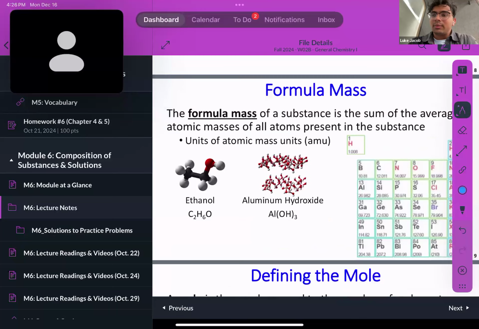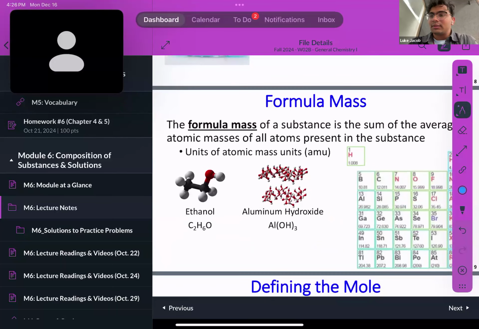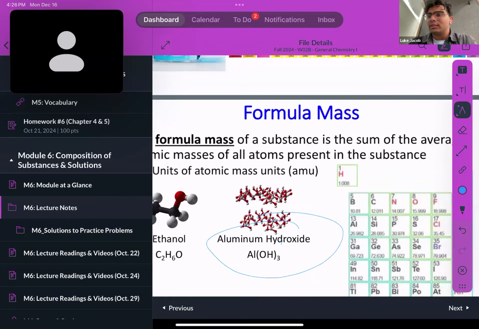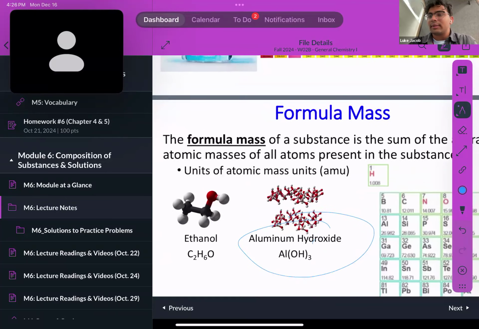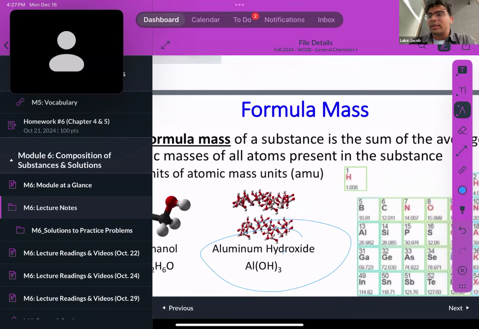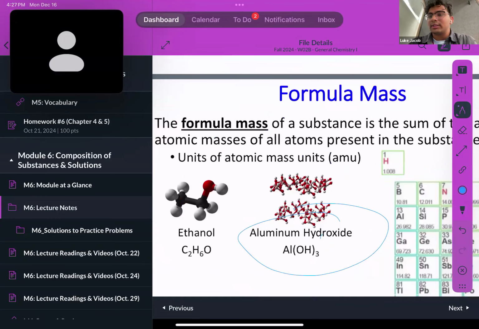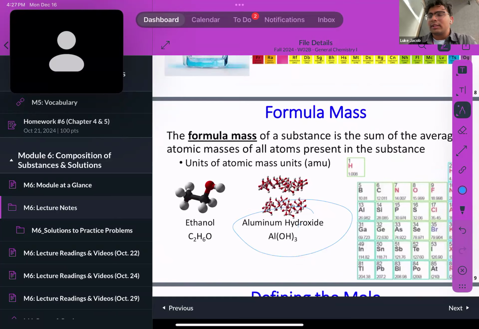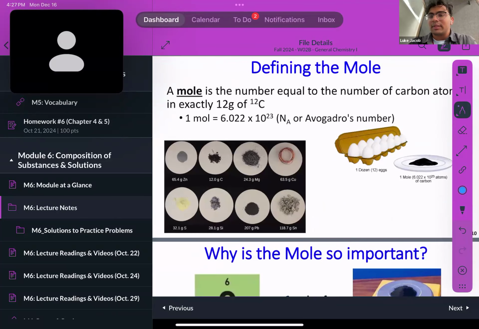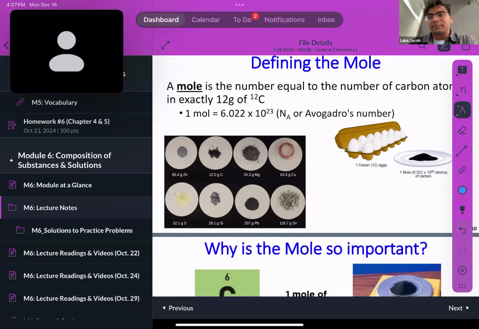Okay. So then we're moving on to some formula mass stuff. Formula mass units are for ions, right? Formula mass units is pretty important. Formula mass is the sum of the average atomic masses of all the atoms present in the substance. I don't know, I always use molar mass. I don't know why it says formula mass. That's weird. But yeah, and then there's 1 mole.